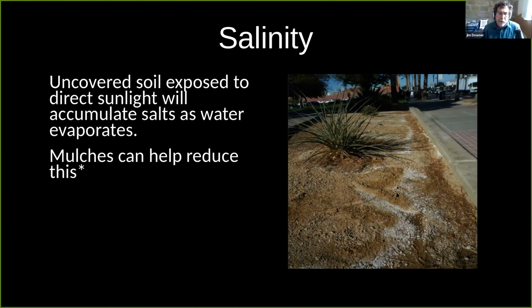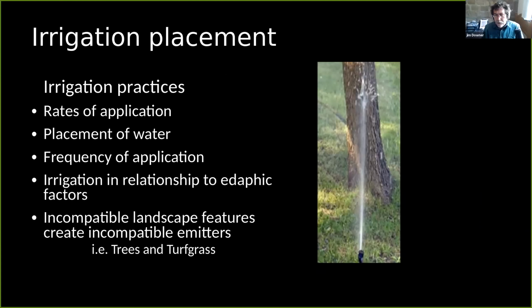So irrigation placement is another issue, and this is bad placement of water when it hits a tree trunk like that with an emitter that is made to irrigate turf grass. And again, this is an incompatible association of turf grass with trees. We don't irrigate turf the way we irrigate trees and vice versa. And so there's not a good compatibility here.